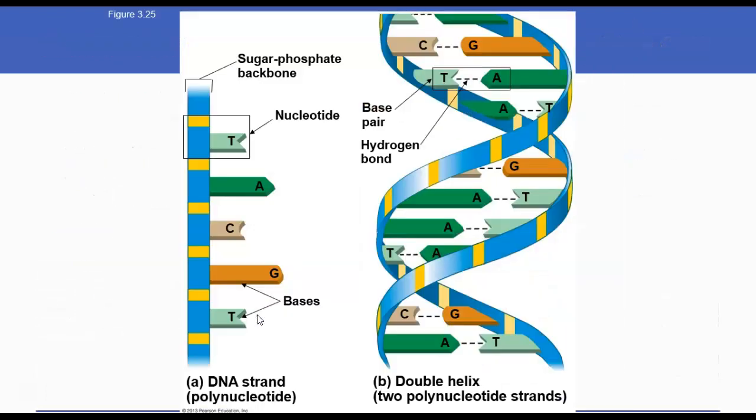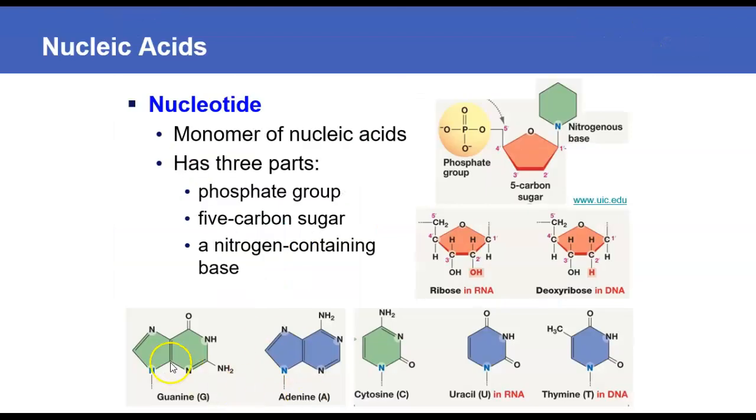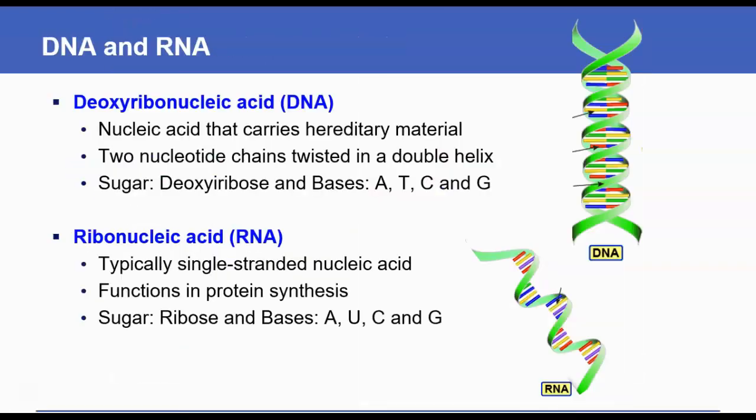Again, you can see there are different types of nitrogenous bases. There's guanine and adenine with those 2 rings, versus cytosine, uracil, and thymine that have single rings, and they're going to form those different hydrogen bonding structures. So those are going to line up and pair up.